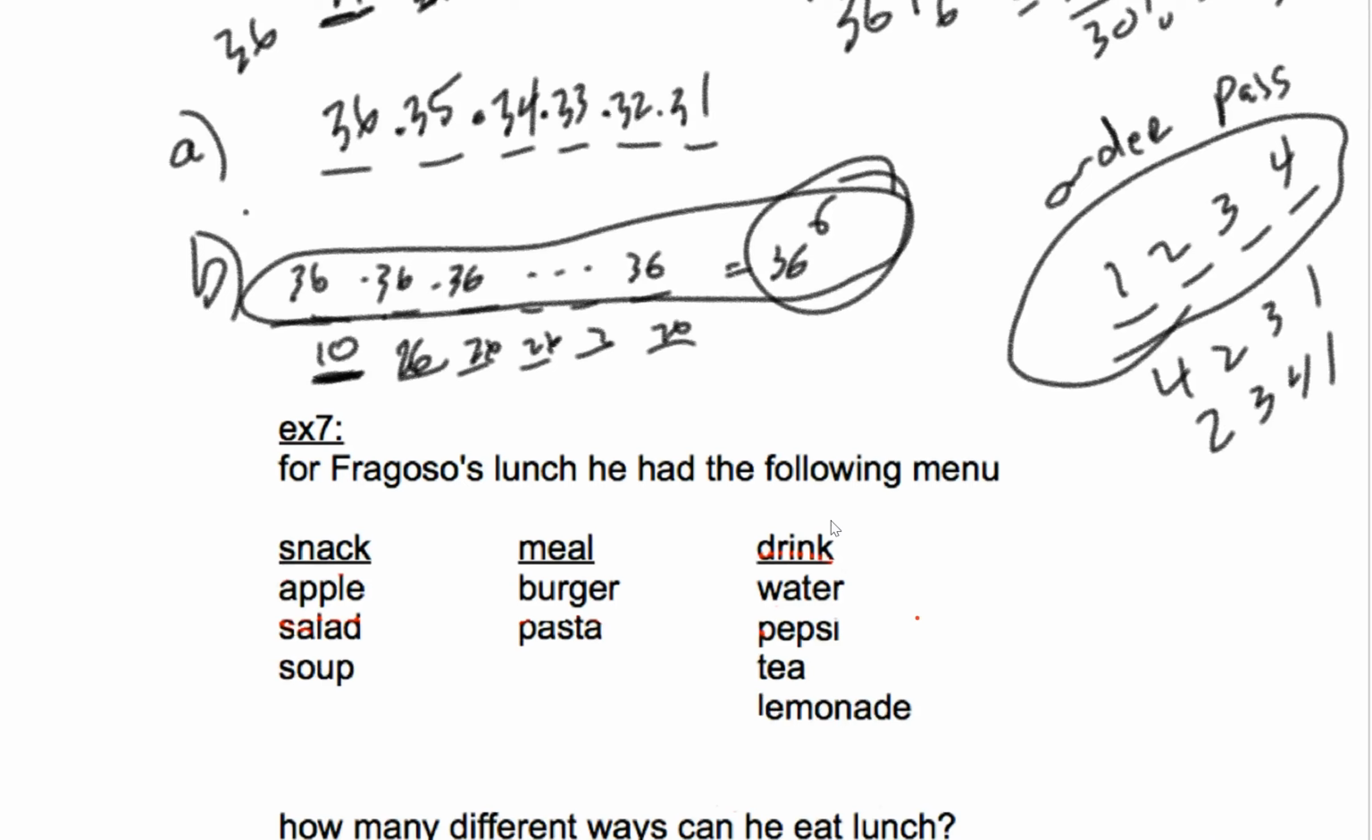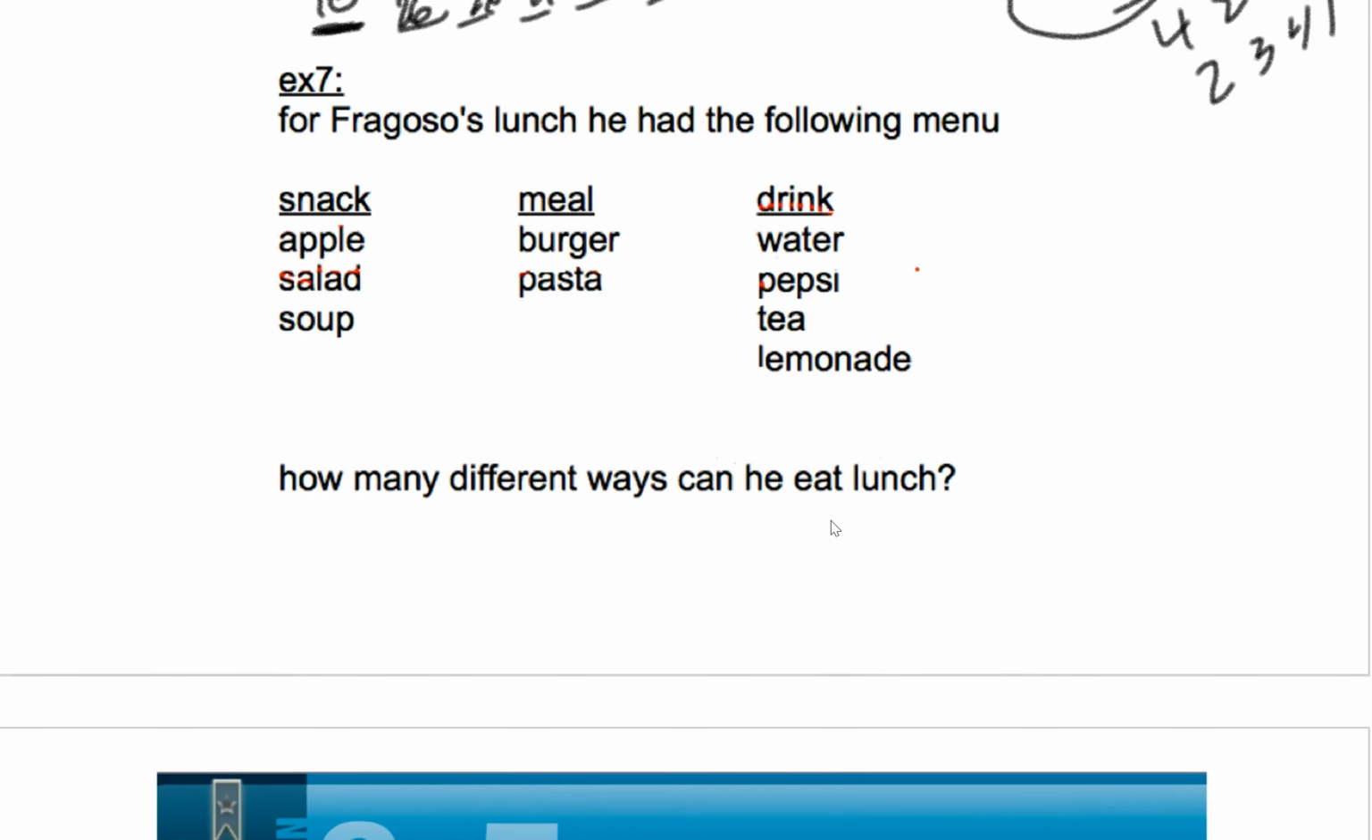Okay, last type of problem in this lesson, then we'll go on to the next lesson. For Fregoso's lunch, he had the following menu. How many different ways can he eat?